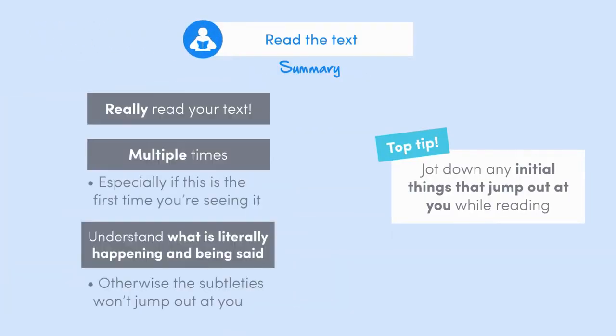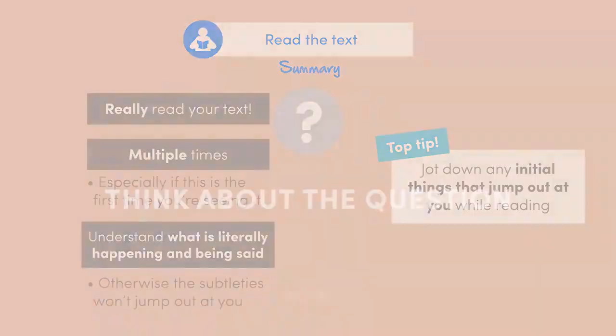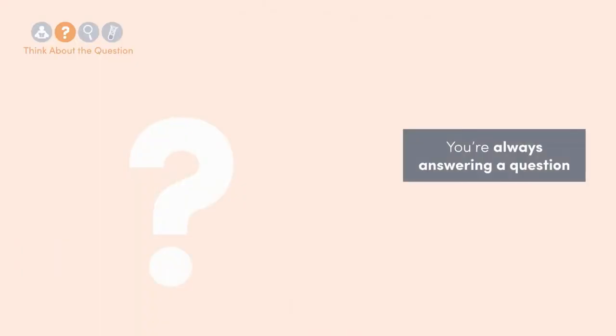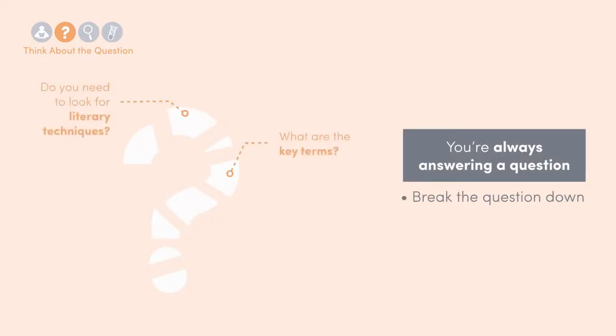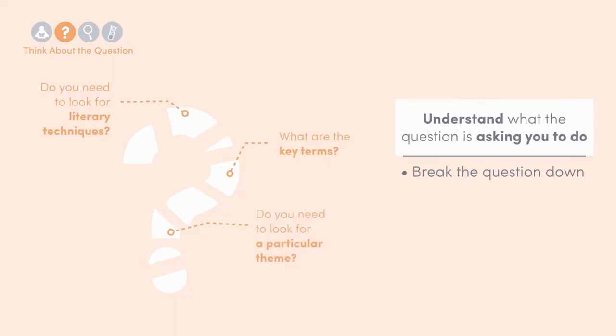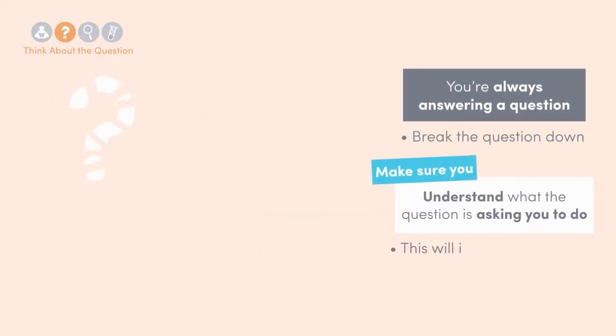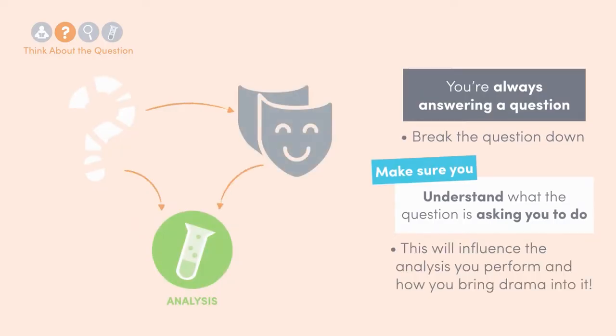Right. Next, we need to think about the question you're trying to answer. Whether you're writing in an exam or doing coursework, you'll be answering a question. So we need to break that question down. What are the key terms within the question? Are you supposed to be looking for certain literary techniques or a particular theme? Whatever it is, understand what the question is actually asking you to do, as that's going to influence the analysis that you perform and how you bring drama into it. Let's look at an example.